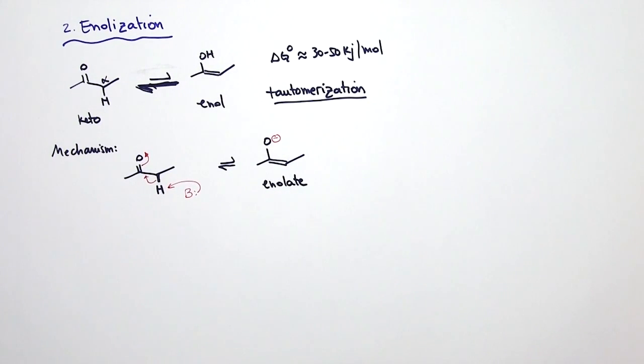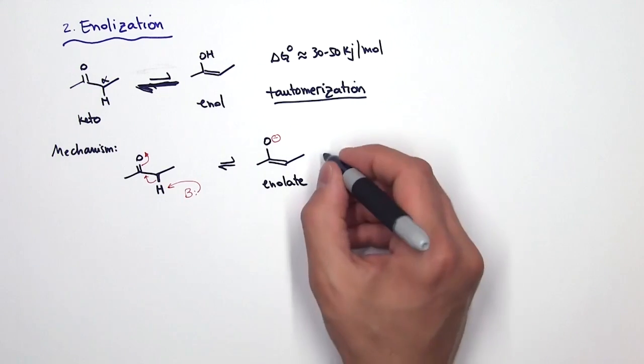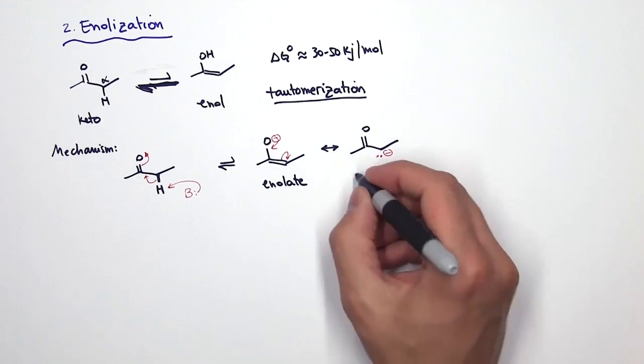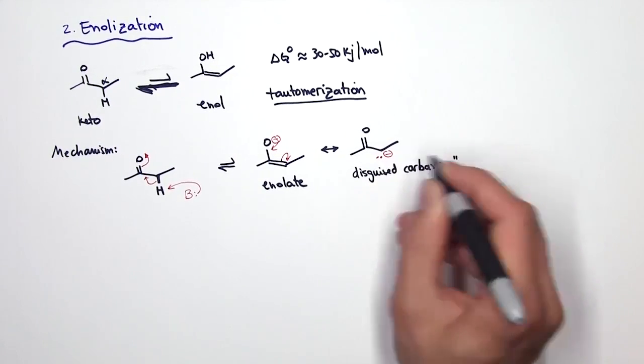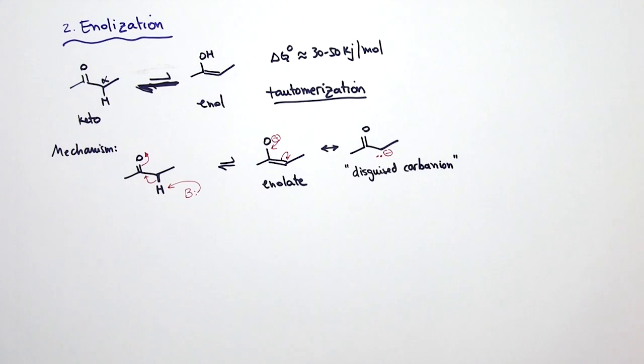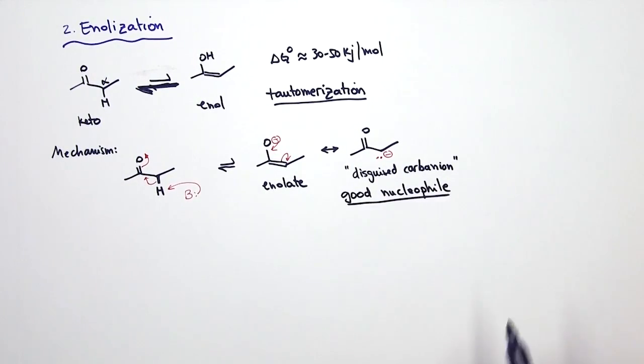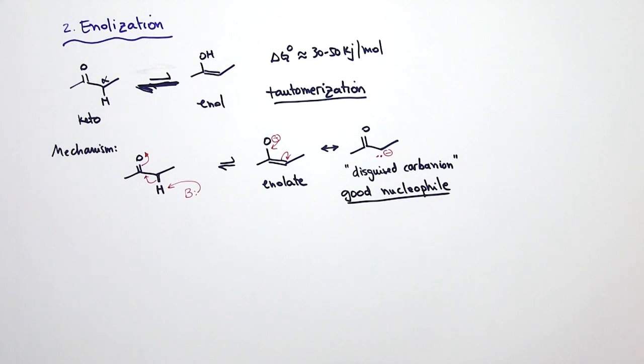Now, the enolate is able to form because it has resonance stabilization. We can draw another resonance structure as such, where we see the negative charge is on the carbon. So it is in fact a carbanion. We're going to call it a disguised carbanion. As carbon is not very electronegative, having such a high electron density on the carbon makes it a very good nucleophile. And in fact, this enolate is the nucleophile that executes reactions such as the Aldol reaction and the Claisen reaction.